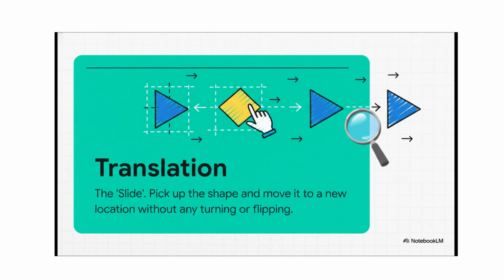First up, let's talk about translation. This is the simplest one. It's literally just the slide. Imagine picking up your coffee mug and just sliding it across your desk. No twisting, no turning it upside down. Every single point on that mug moves the exact same distance in the exact same direction.